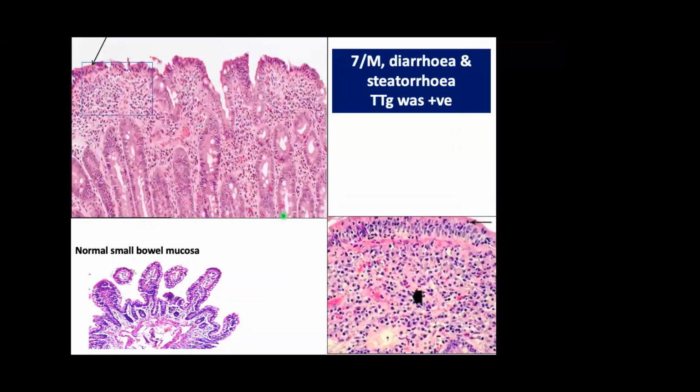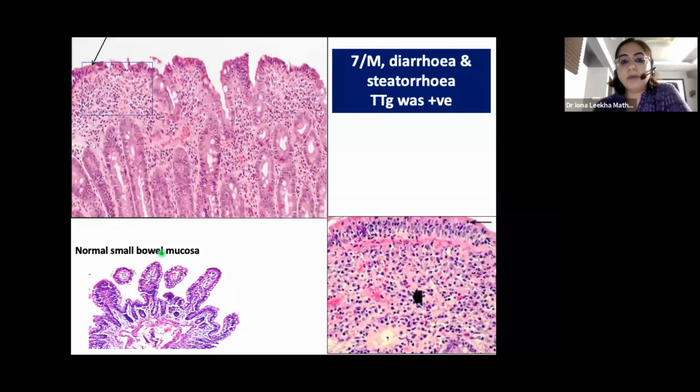Snija, are you there? Sir. Okay, Snija, this is a 7-year-old boy, diarrhea and steatorrhea. Of course, TTG positive means you know the diagnosis. So you just tell us what do you see from the histology?